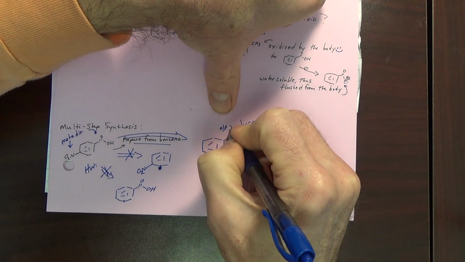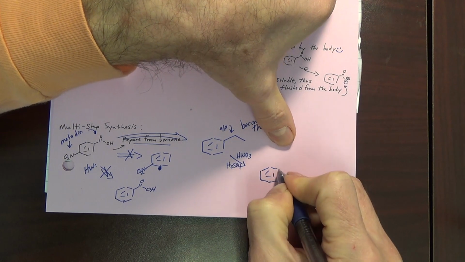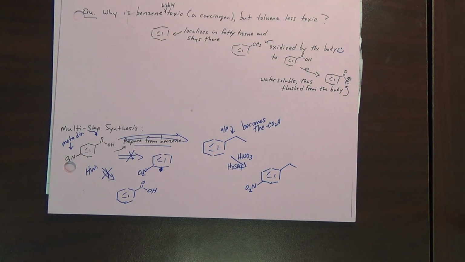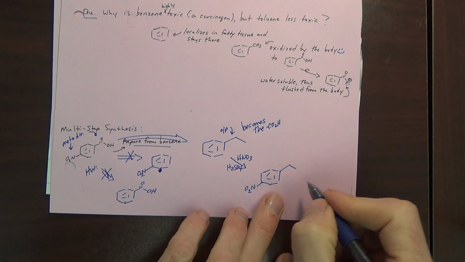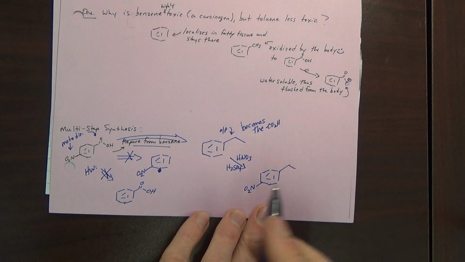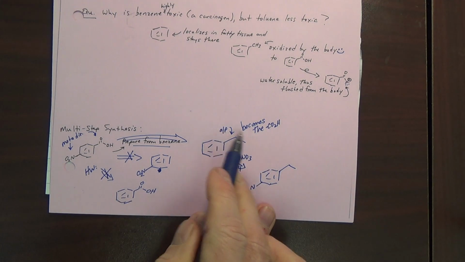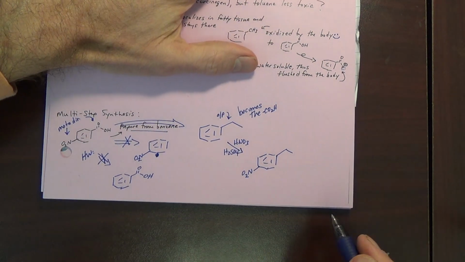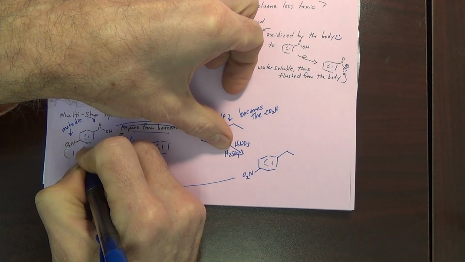It's an ortho-para director. Now I'm just going to show para because that's what I want. I'm also going to get ortho. I'll have to purify that out. But when you're doing multi-step synthesis with ortho-para directors, you're going to have to purify the other isomer out. But I can go there. Now I can come to my product.